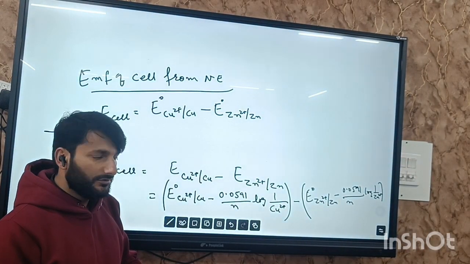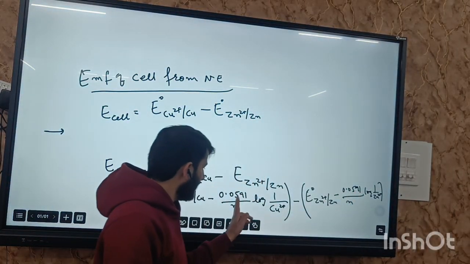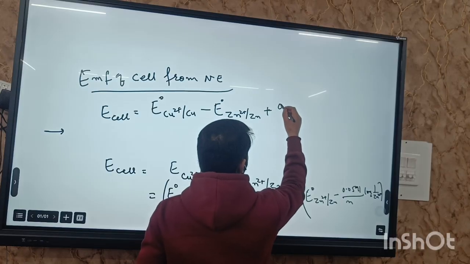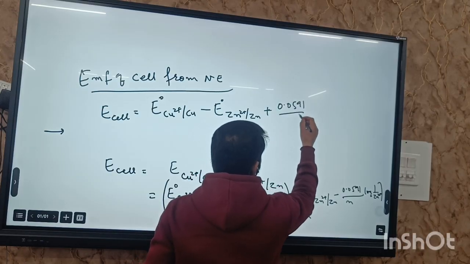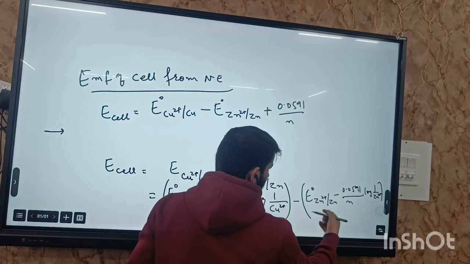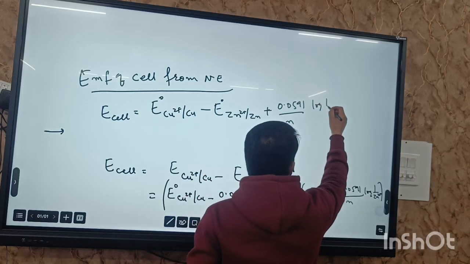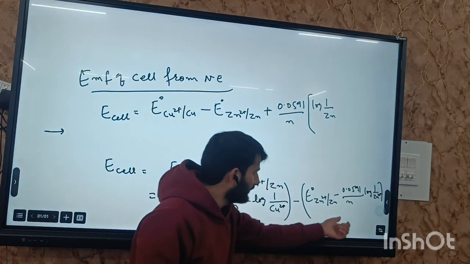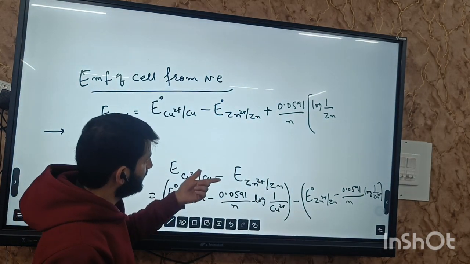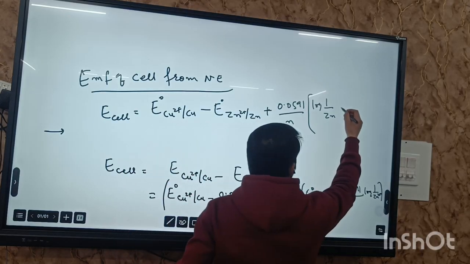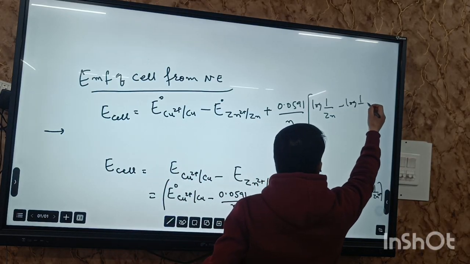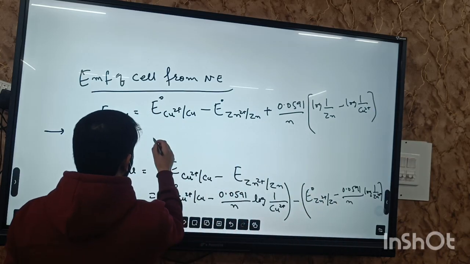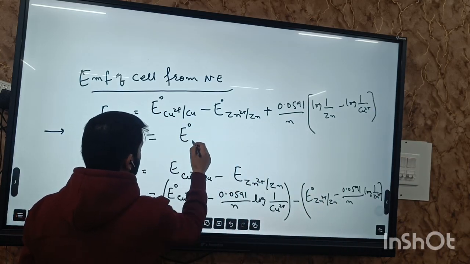So therefore what should we do? We will write this first minus this. So it will be minus, or I'll write plus 0.0591 divided by n, that is this minus plus log of 1 by zinc. I take this 0.0591 common because n is the same, 2, in the reaction. So I'll write minus log of 1 by copper 2 positive. When you do this, this will be equal to E naught cell.